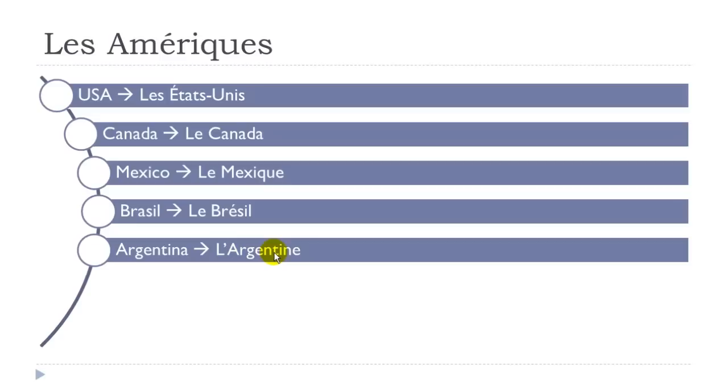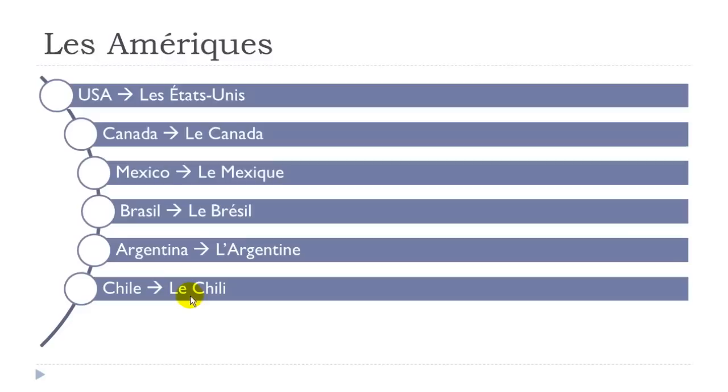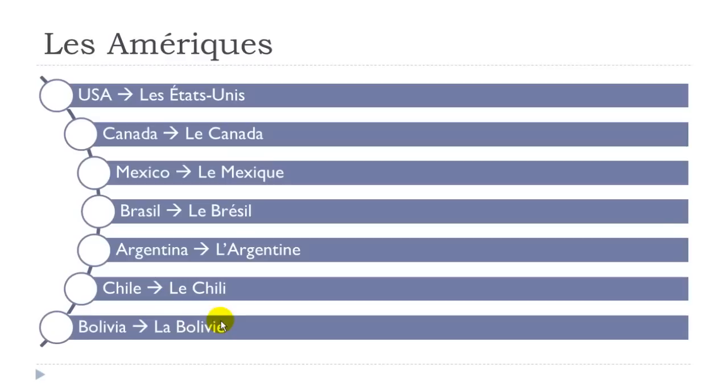Le Chili. Okay, remember, C-H, sh. Chi, Chili, le Chili. La Bolivie. Okay, final E, not pronounced. La Bolivie. Alright, so I assume everything is clear. We can repeat them one more time. Les États-Unis, le Canada, le Mexique, le Brésil, l'Argentine, le Chili, la Bolivie.